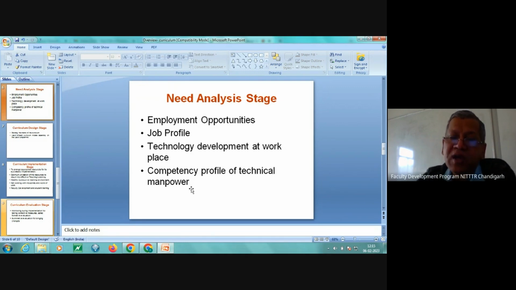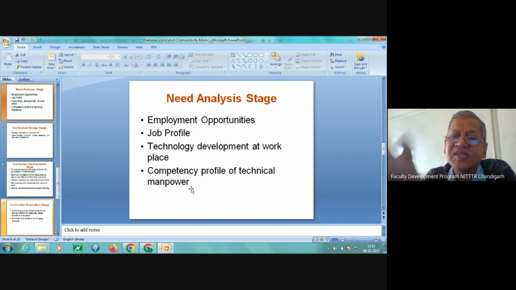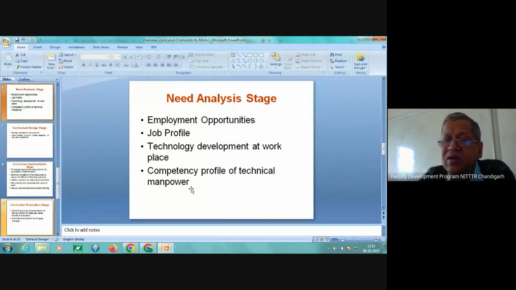So I collect a lot of information from the industry and from the stakeholders at this stage, at need analysis. This is the first stage of curriculum development. We visit the industry. We go to various types of industry. We invite the people from the industry to our institute. We conduct a curriculum workshop in which people from industry, people from society, and people from technical institutions participate. And then, my friend, we decide that this is going to be the competency profile of our passout students.